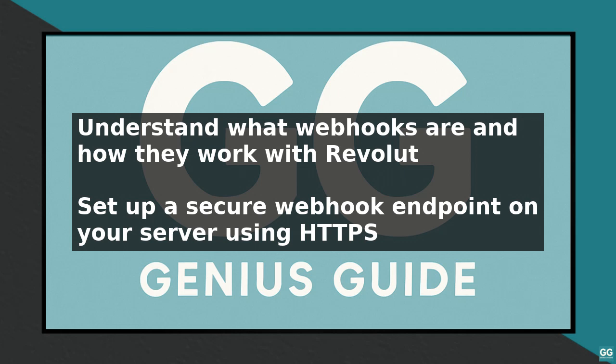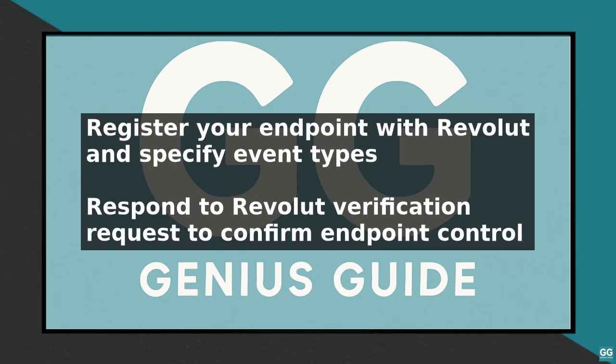receive these callbacks. When setting up your endpoint, ensure it is secure, using HTTPS to encrypt data transmitted between Revolut and your server. This is crucial for protecting sensitive information. Additionally, make sure your endpoint can handle HTTP POST requests, as this is the method Revolut uses to send webhook notifications. Next, register your webhook endpoint with Revolut.